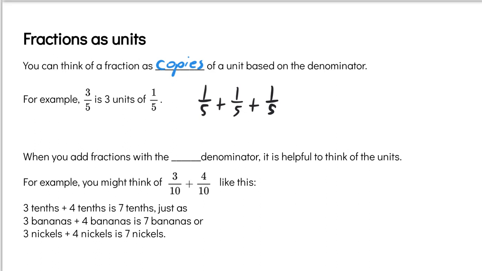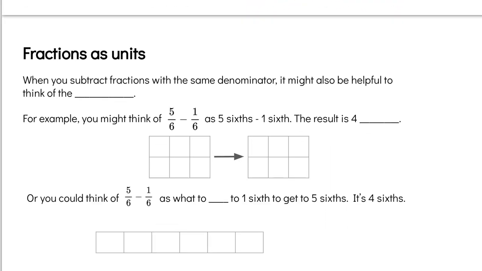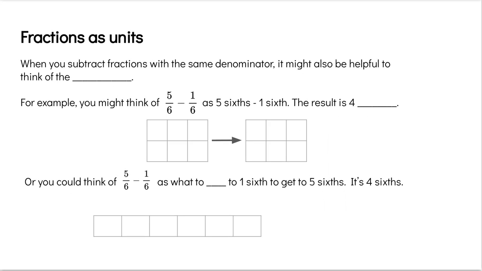So let's write same right here. For example, you might think of 3/10 and 4/10 like this. 3/10 and 4/10 is 7/10, just as 3 bananas and 4 bananas is 7 bananas, or 3 nickels and 4 nickels is 7 nickels.